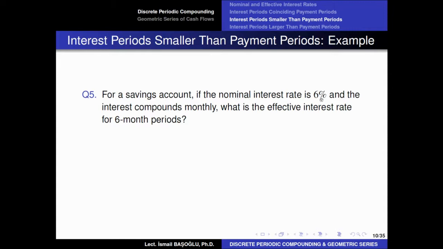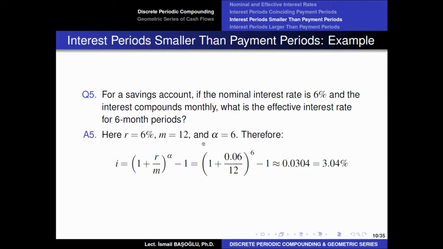Now, your nominal interest rate is 6%, and the interest compounds monthly. Therefore, there is an effective interest rate that corresponds to each month, which is 6 divided by 12, right? So the effective interest rate in each month is 0.5%, or 0.005 as a decimal. Now, the question asks us the effective interest rate for each 6-month period. We will assume that the payment periods are half a year, or semi-annual, which means alpha is equal to 6. So the payment periods are 6 months, and the number of interest periods between each payment is just going to be 6.